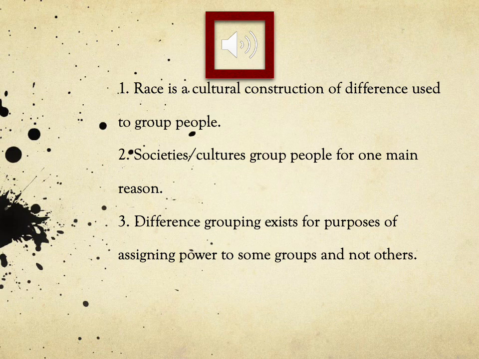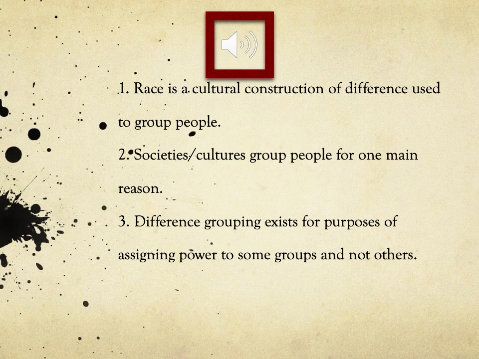All right, so race is a cultural construction, a thing the culture makes of difference used to group people. Two, societies and cultures only group people for one reason. Honest to God. Why? You don't put people in groups for the fun of it. You put people in groups because you need groups. Why do you need groups in cultures? Difference grouping exists for the purposes of assigning power to some groups and not others.